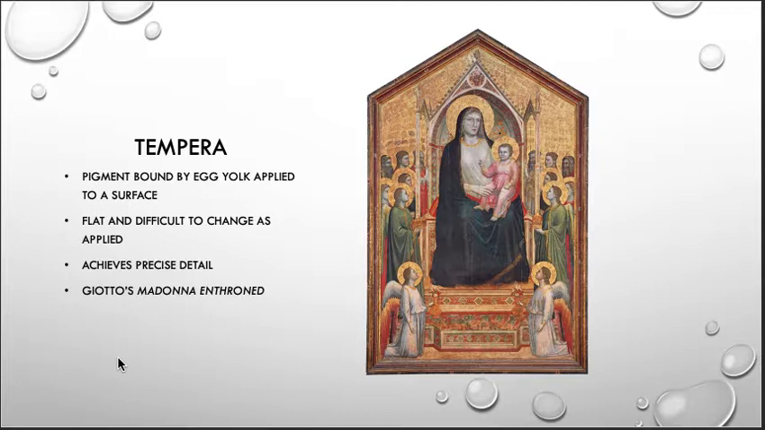You can achieve precise detail using a tempera. And this is an example right here. This is Giotto's Madonna Enthroned. And again, all of the Renaissance and kind of like leading up to the Renaissance era works really feature a lot of the Mary and Jesus theme, the Madonna and Child.